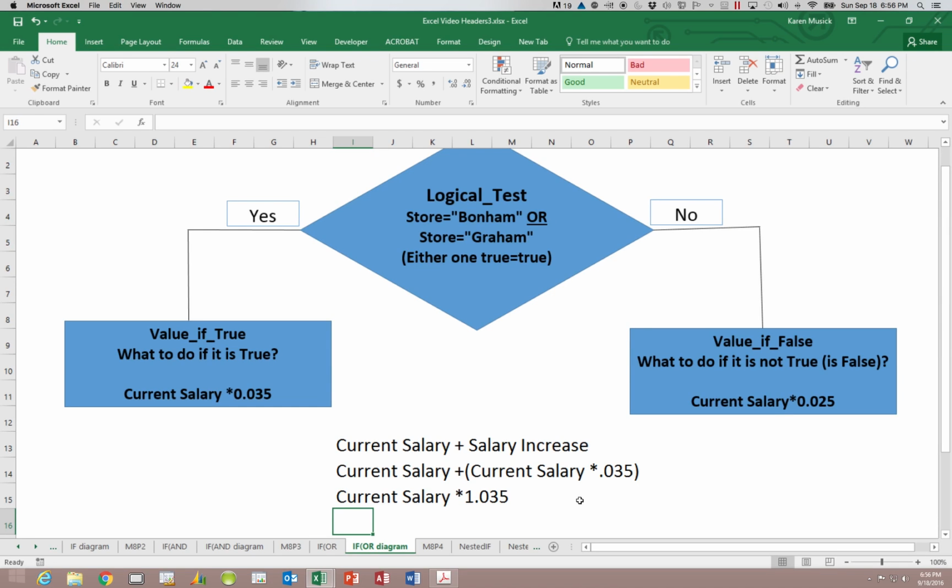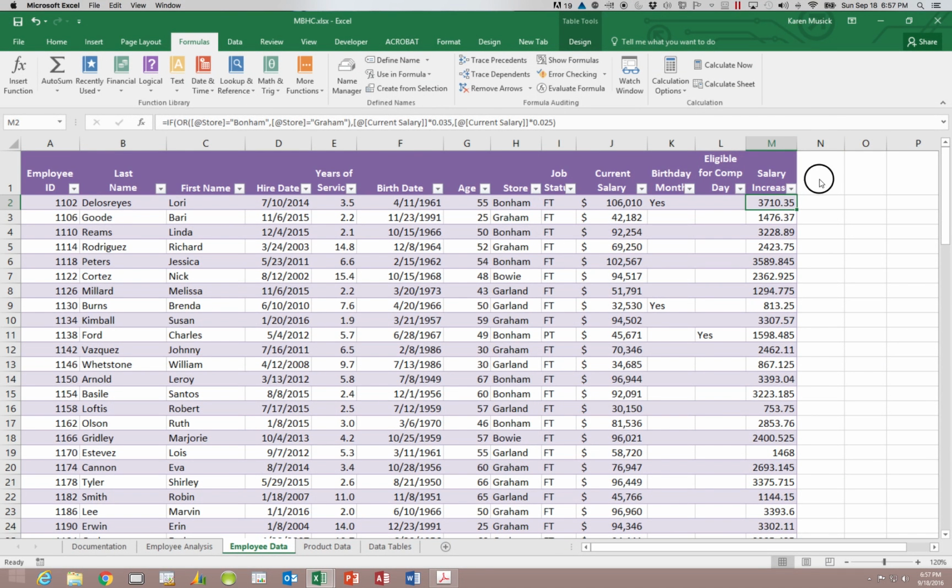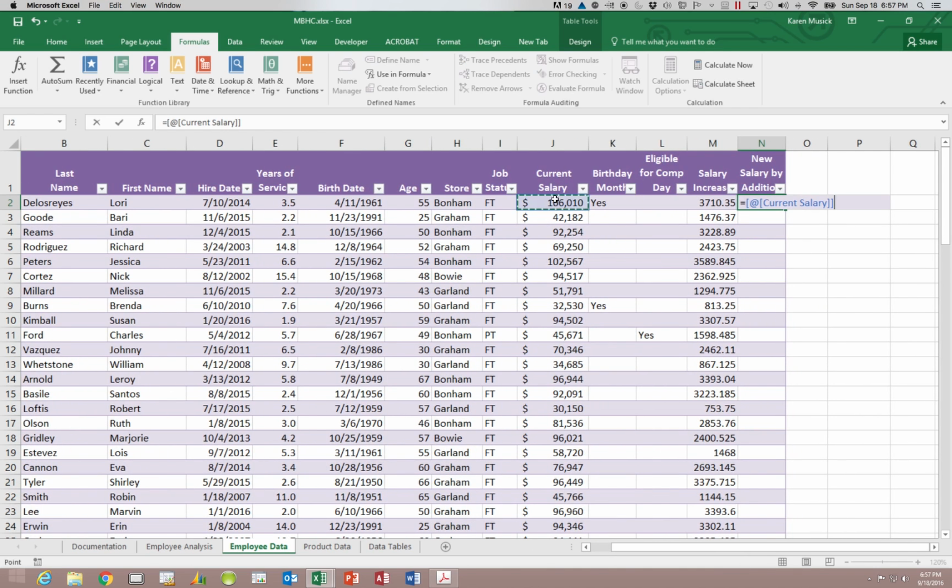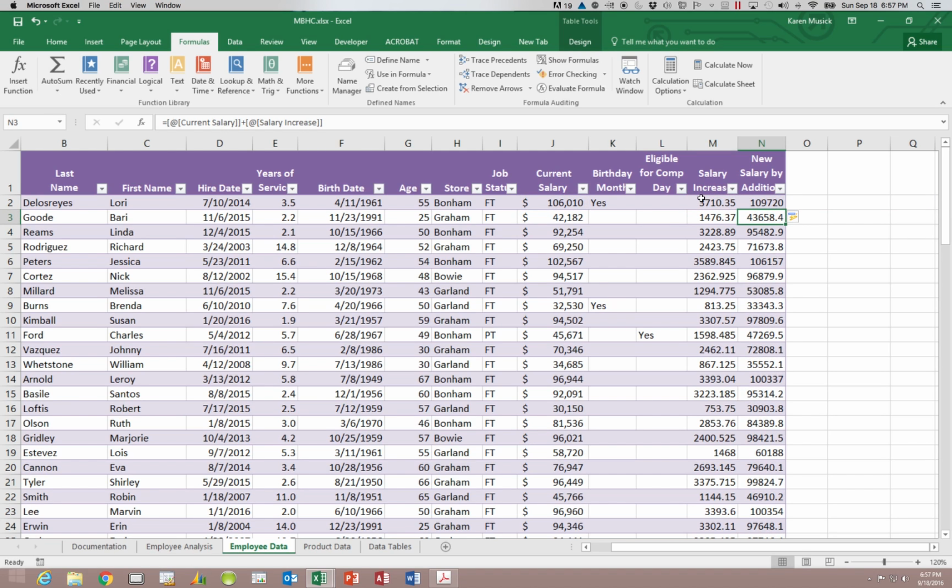So what we're going to do now is go back into our workbook here, and look at a couple of different ways that we can do that. So if I wanted to calculate new salary by addition, I could simply create a formula that would say it is equal to this current salary that I started with plus the salary increase that I already computed. And it gives us a new one.